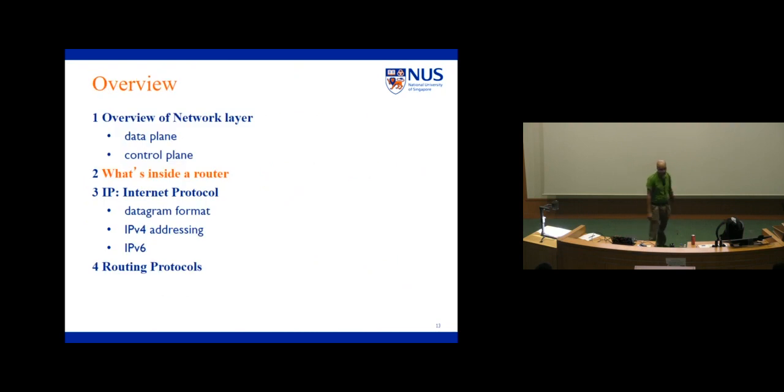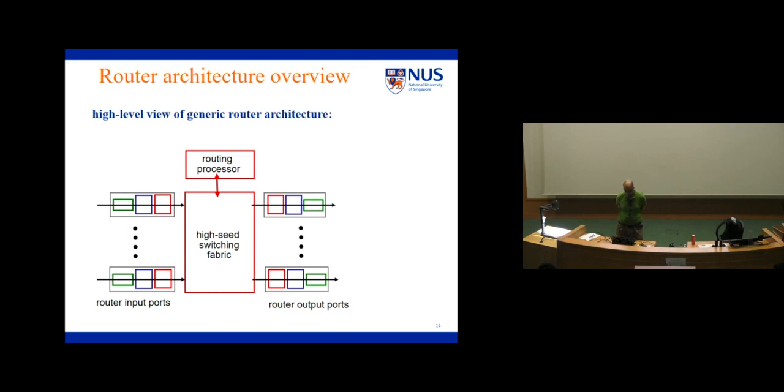Okay. So now let's jump and look inside a router. So we know that a router is supposed to do two things for us. It's supposed to do forwarding and it's supposed to do routing. Let's see how that is actually implemented. So this is a very high-level overview of a typical router. And here, there are basically 4 components.